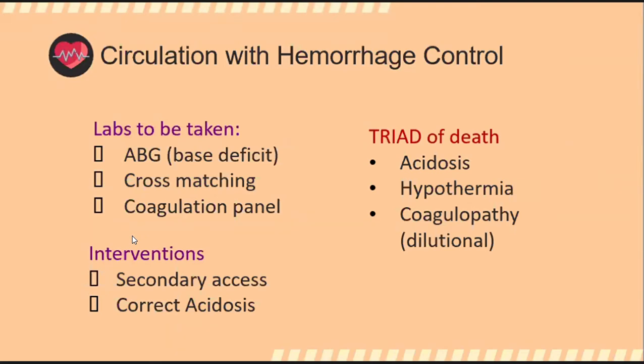Acidosis, through proper resuscitation, proper hydration. Hypothermia, so kailangan yung patient nasa warm blanket or nasa bili light. Coagulopathy, we need aggressive resuscitation via your massive transfusion protocol. So we transfuse your PRBC, platelet, and FFP in a 1:1:1 ratio.